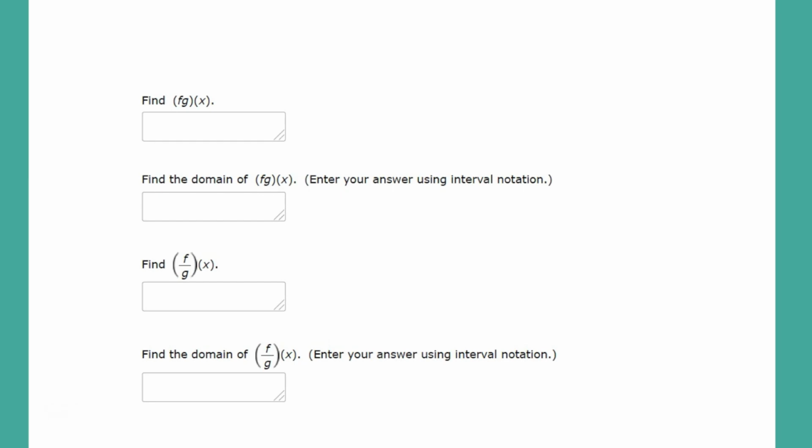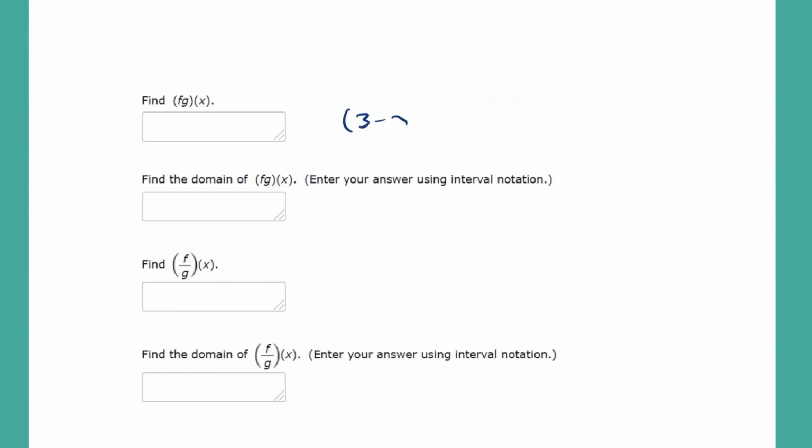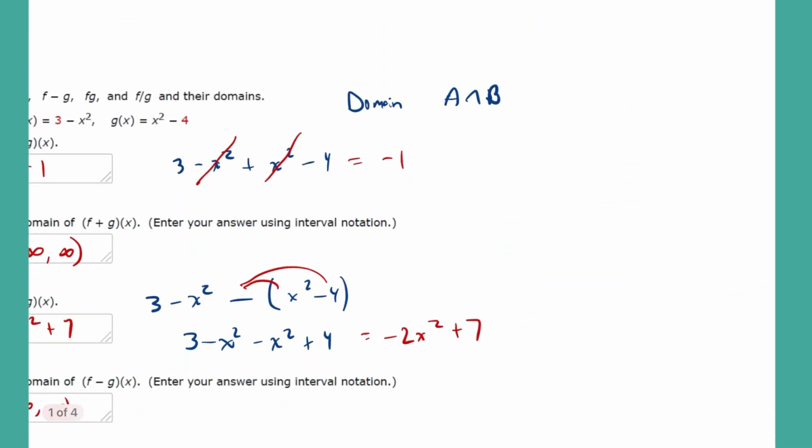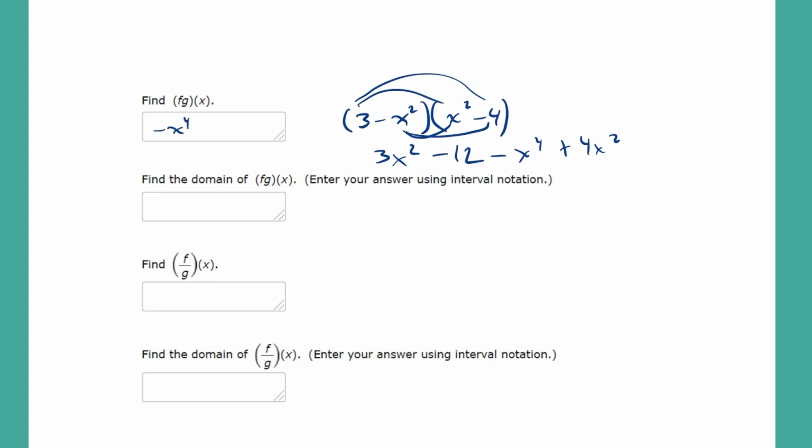All right, the next, this is based off of the same two functions. So now we're finding the product of the two functions. So let's look at the product. So the first function was 3 minus x squared times the g function, which is x squared minus 4. So when you expand that out, you should get 3x squared minus 12 minus x to the 4th plus 4x squared. So combining like terms will give us negative x to the 4th plus 7x squared minus 12.